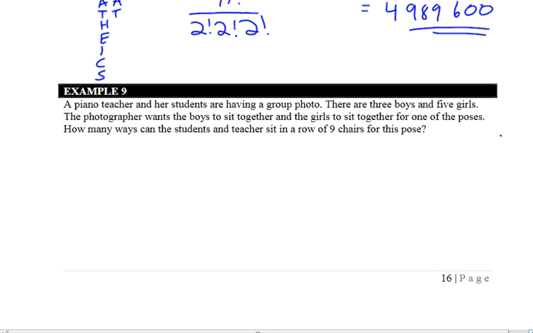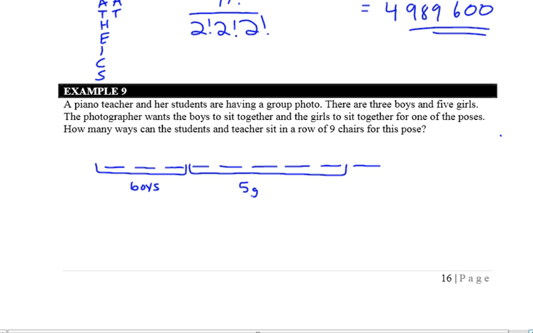So how are we going to set this up? How could you draw this? So there's 9, right? 1, 2, 3, 4, 5, 6, 7, 8, 9. There's 9 different chairs. Now we can group them. How many boys are there? So there's 3 boys. We'll put our boys here for now. How many girls? Then there must be 5 girls, and then the teacher.